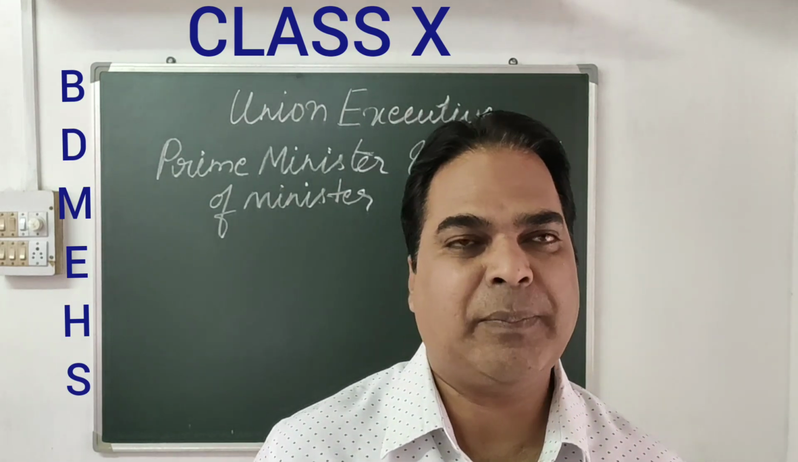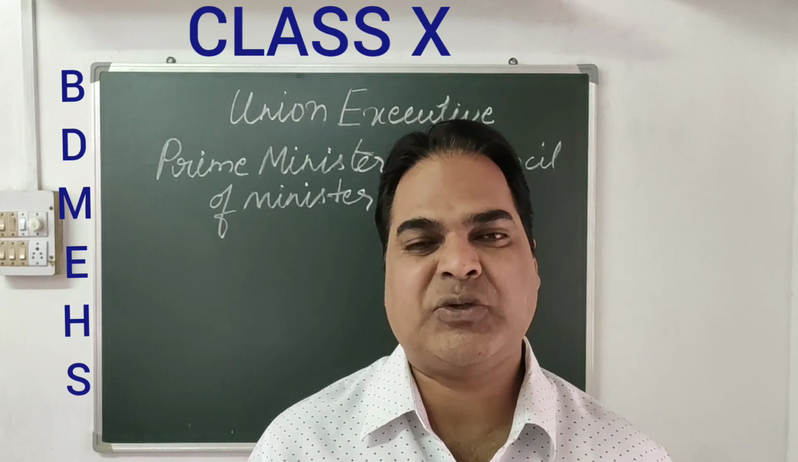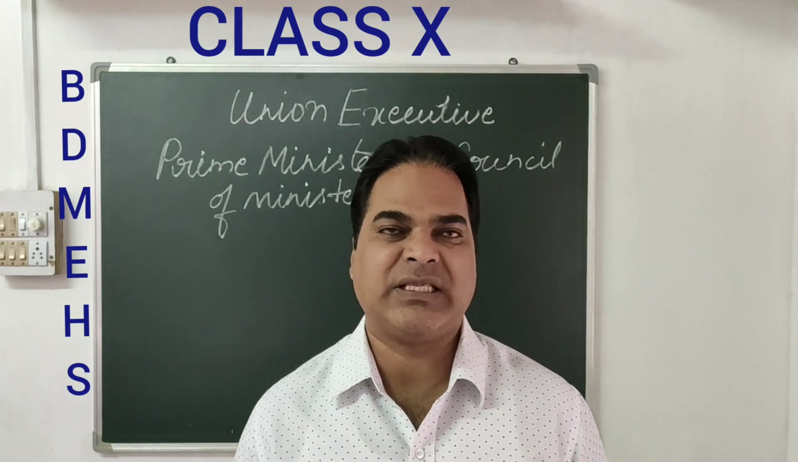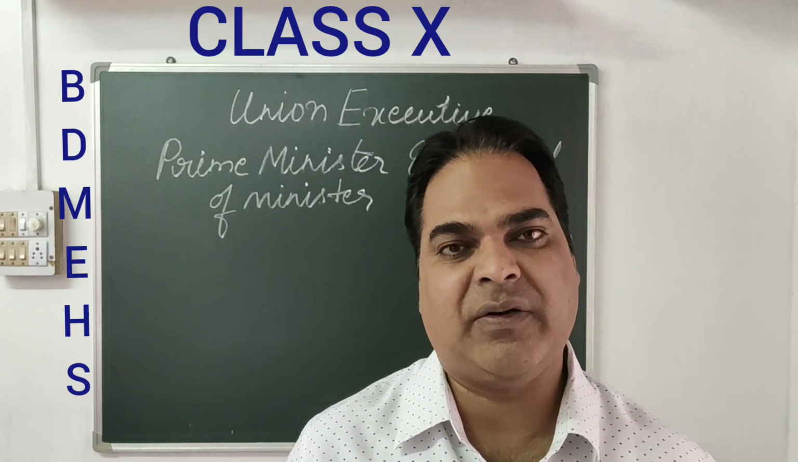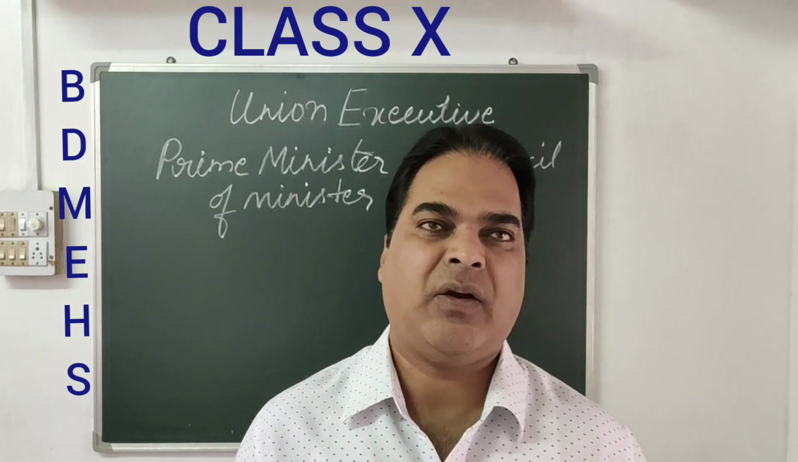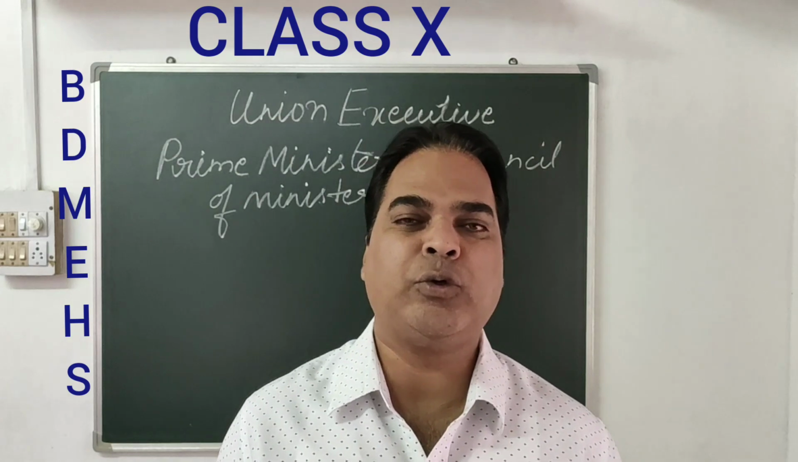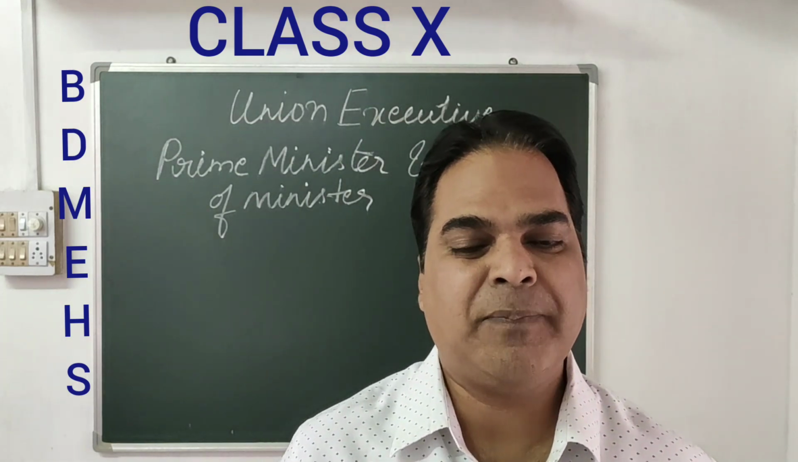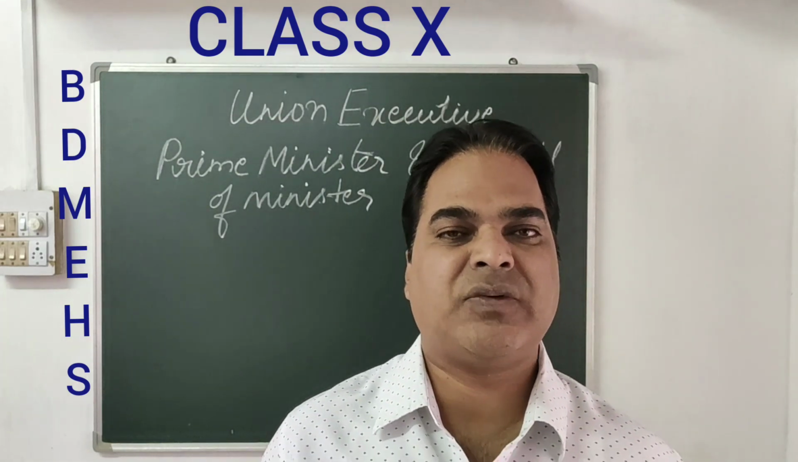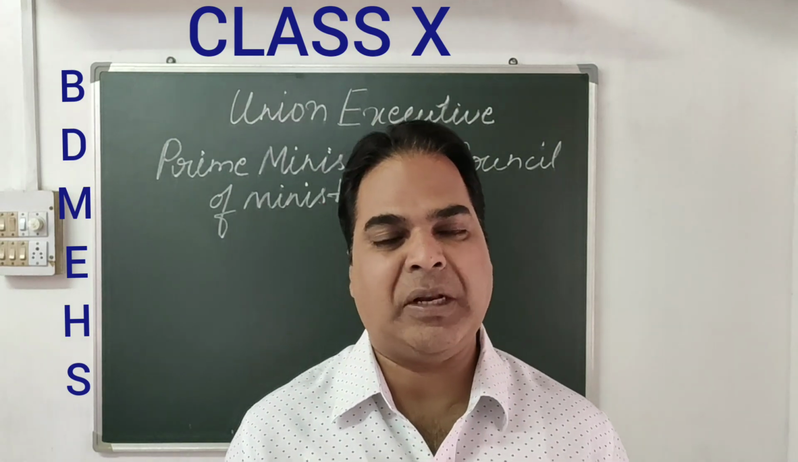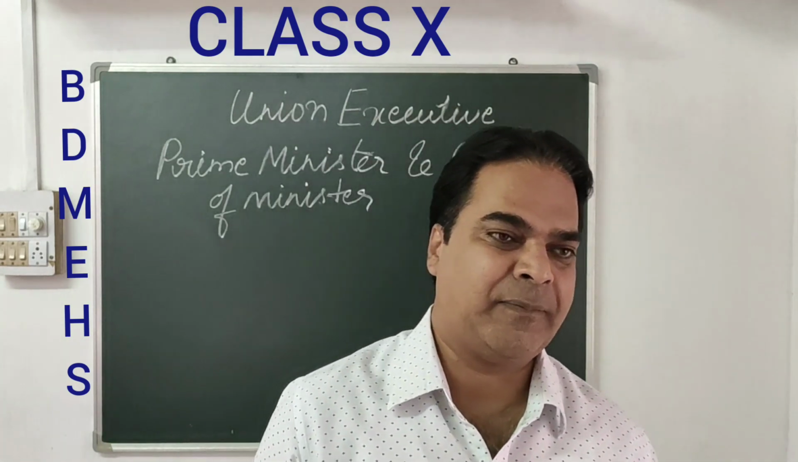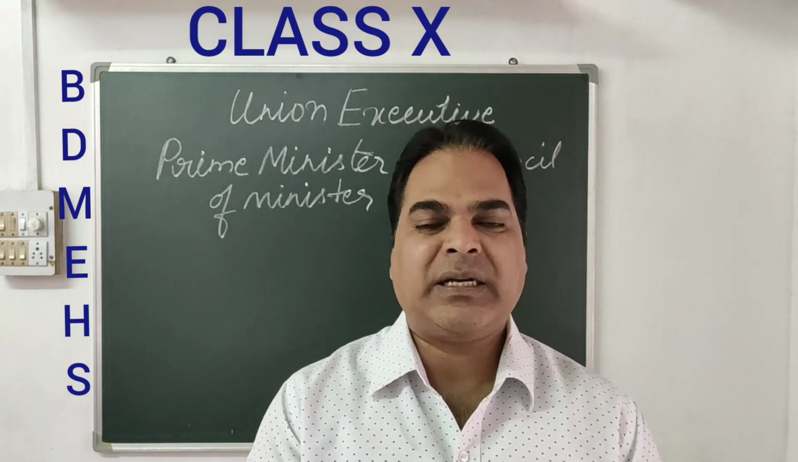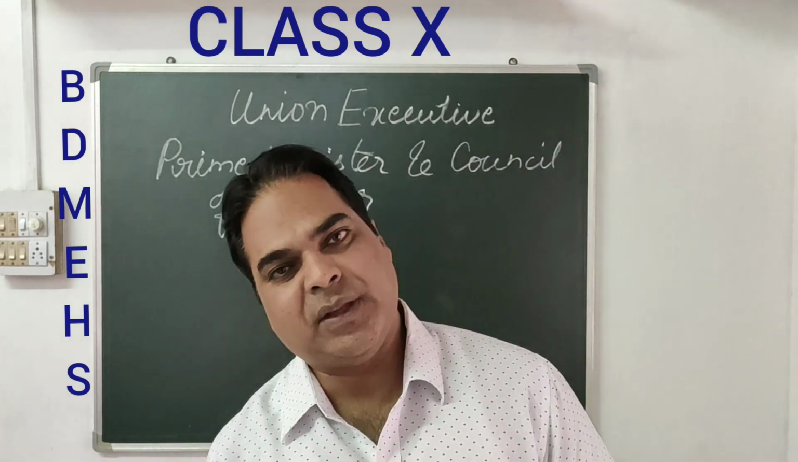As I told you in the previous class, the total strength of Lok Sabha is 552, but at present we have 545, including the two nominated members from the Anglo-Indian community, nominated by the president of our country. So 545, let us take it. The party which comes in majority forms the government.